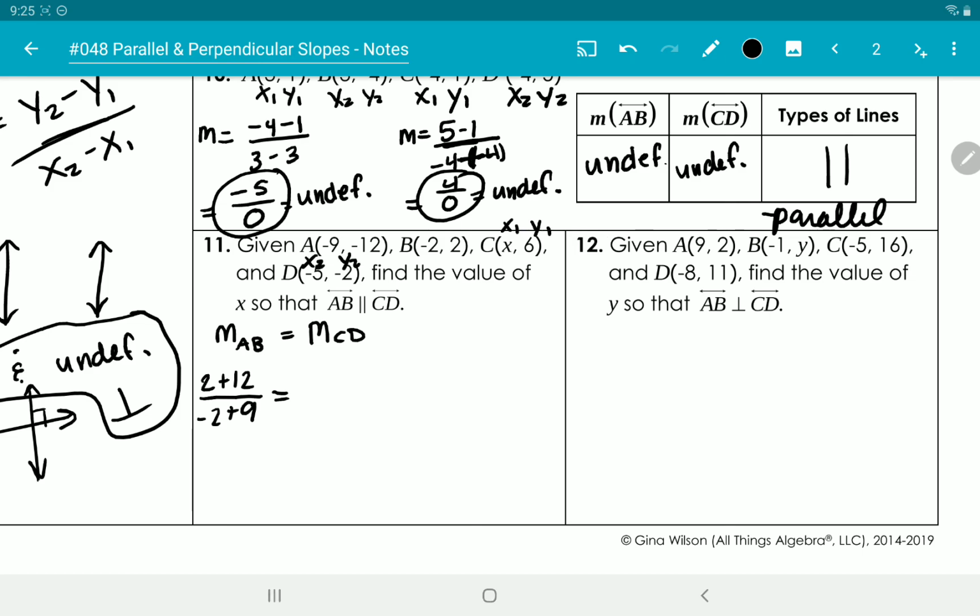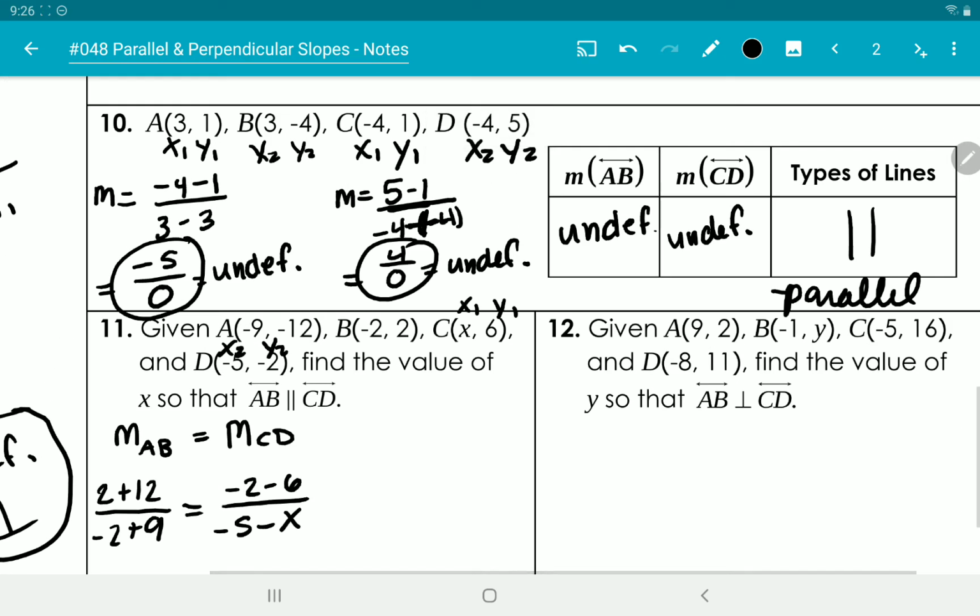We're going to do the same thing with C and D. Okay, so y1 is 6 minus y2 is negative 2, so it's going to be positive 2 because it's minus negative 2. And then on the bottom we have x1, or x2, sorry. I did this wrong. x2 minus x1. So it's going to be y2 minus y1. So negative 2 minus this 6 divided by x2 is negative 5 minus this x value that we don't know. Now we just have to solve for x.